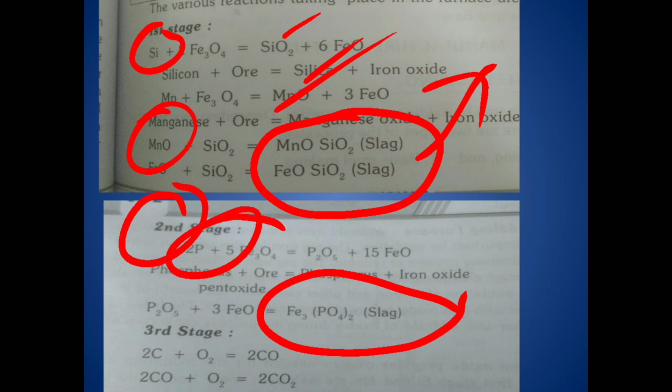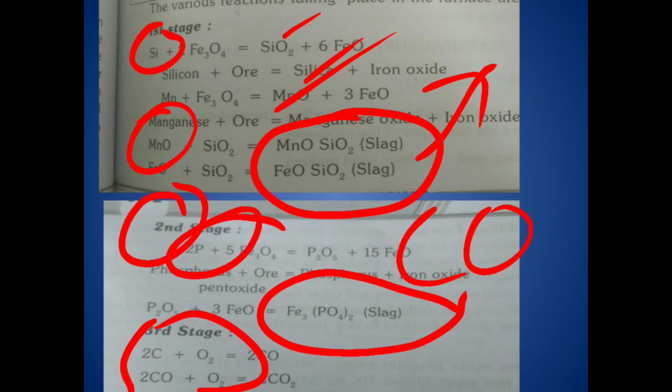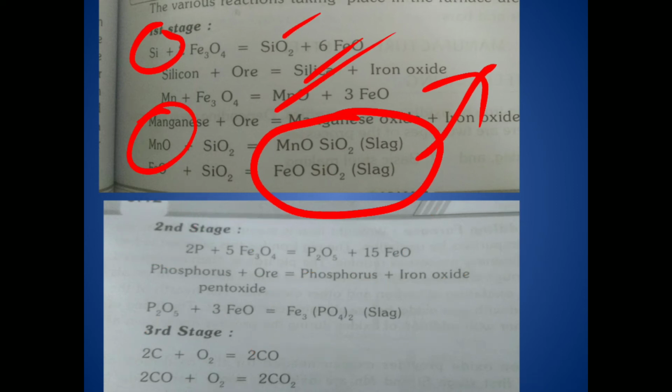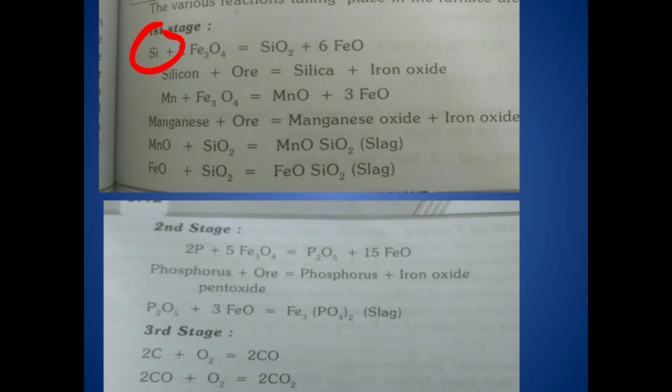So in the third stage, when we supply the hot air, it will react with the carbon from the coal, so it forms carbon monoxide. This carbon monoxide will also react with the pig iron and eliminate whatever impurities are present in the pig iron. So finally, in these three stages, almost all impurities get eliminated. So we get approximately 90% pure iron.